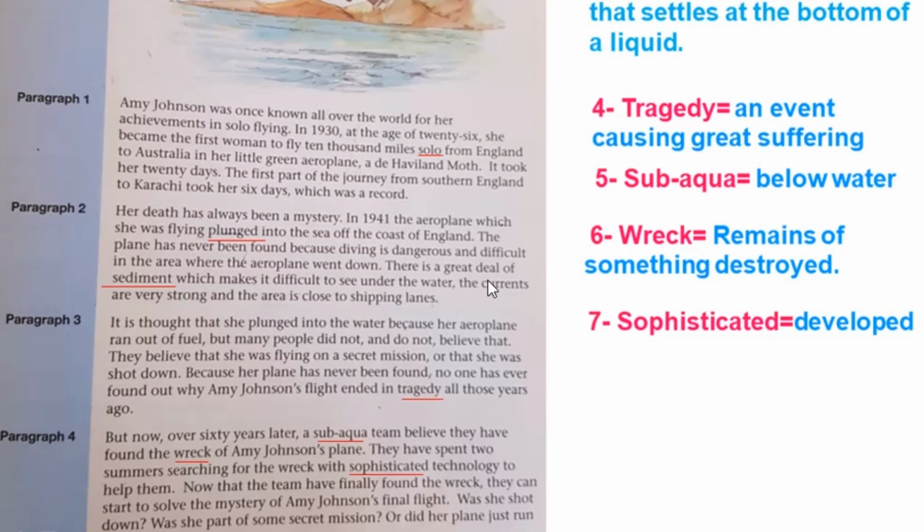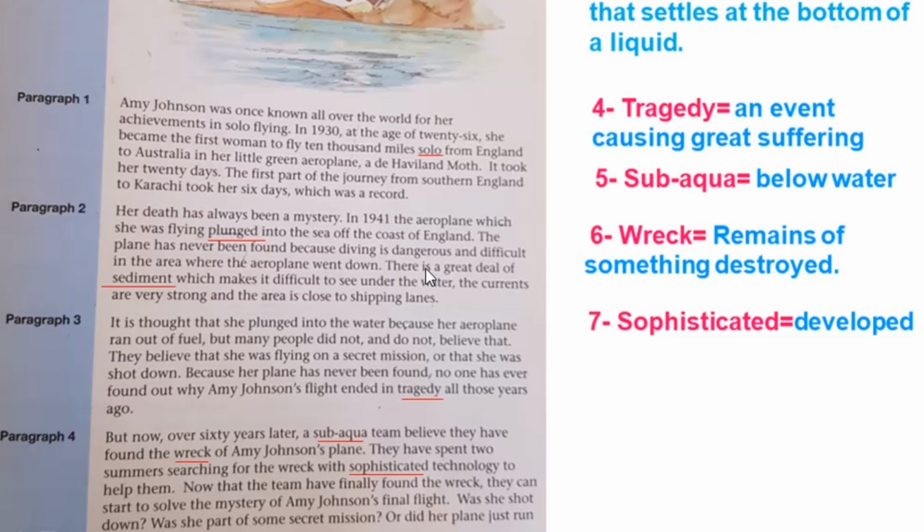The currents are very strong. Currents means the flowing water, the waves. Water waves are flowing all the time, okay, from different oceans across the globe, from one place to another. The waves keep on flowing. This flowing water is called the currents, okay, are very strong, and the area is close to shipping lanes means the water is really deep and ships come and go, and that area is very dangerous. Divers cannot go, okay. So back in those days, in 1940s, when she died, it became hard to explore the reason what exactly happened with her.